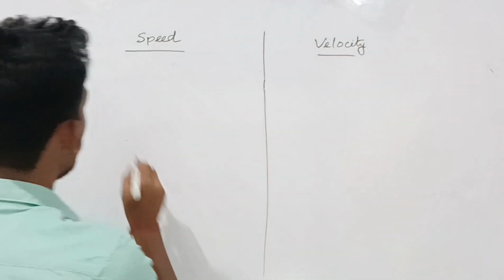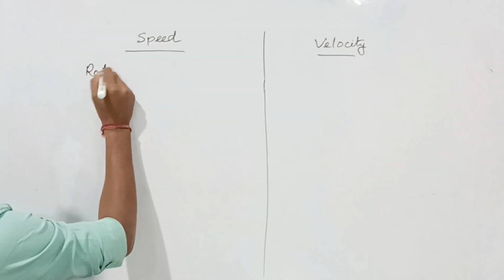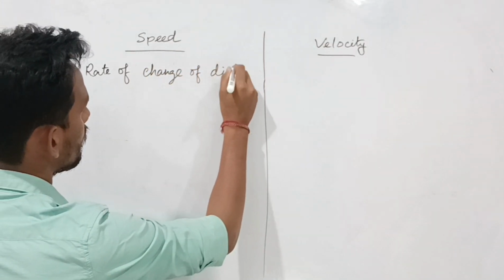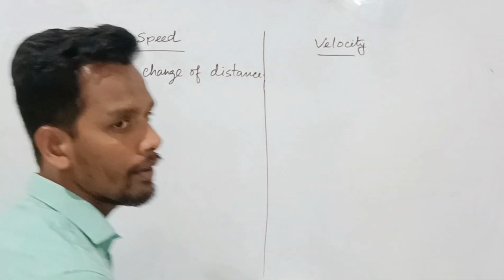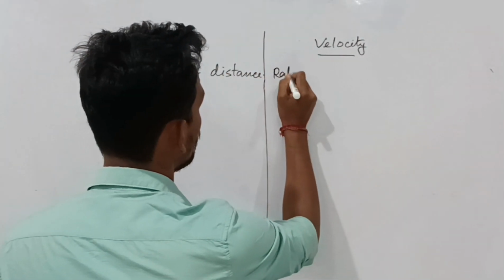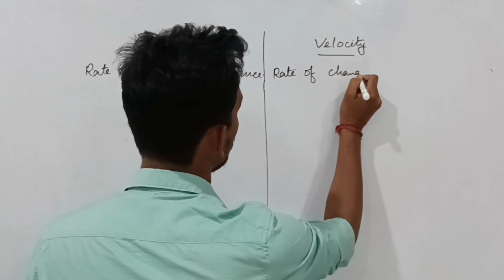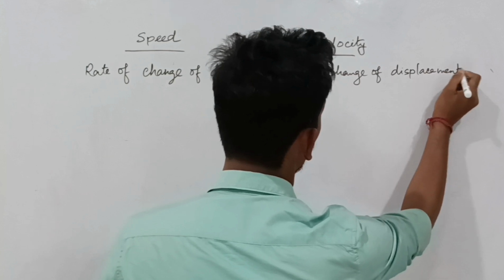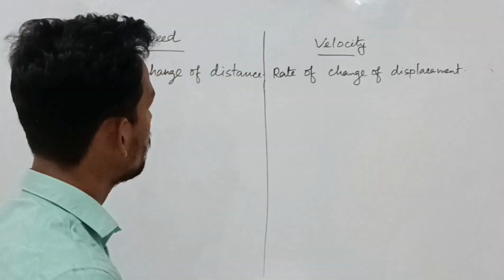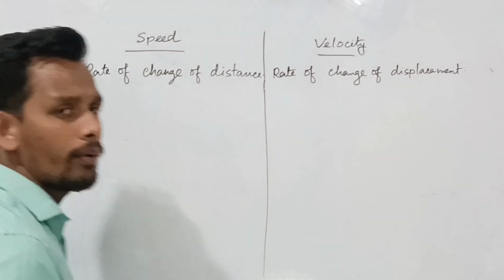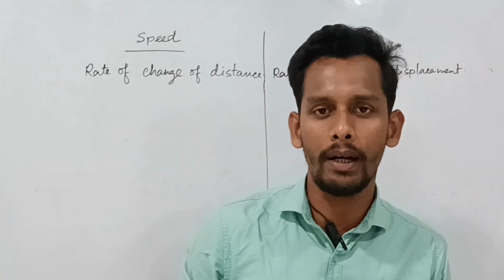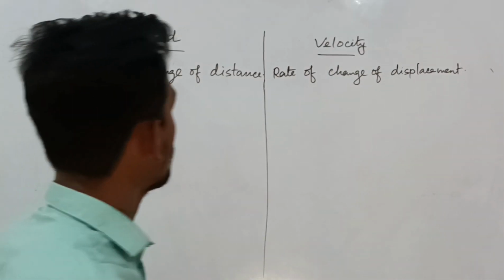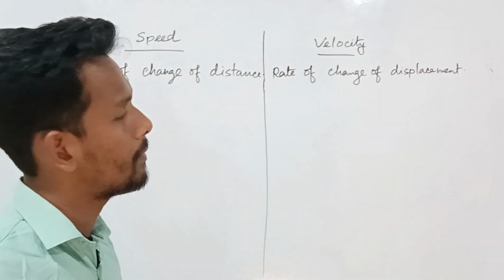We know that speed is the rate of change of distance, and the rate of change of displacement is velocity. Clear? Suppose you are moving through a definite path length. So the rate of change of distance is called speed, and the rate of change of displacement is the velocity.